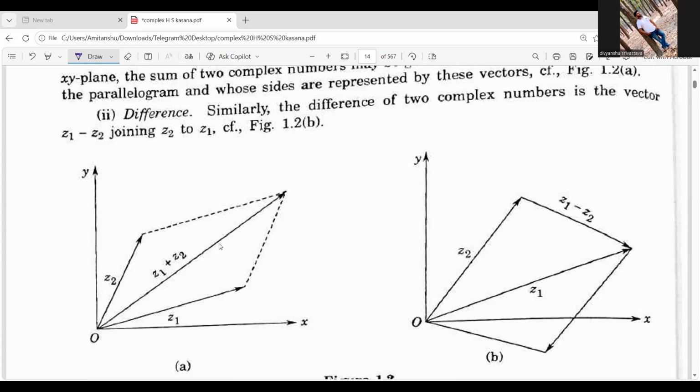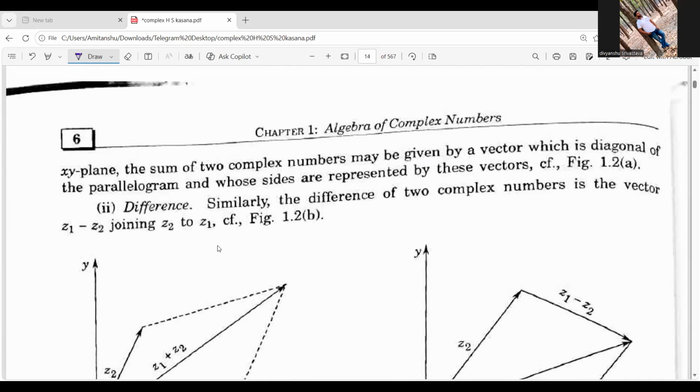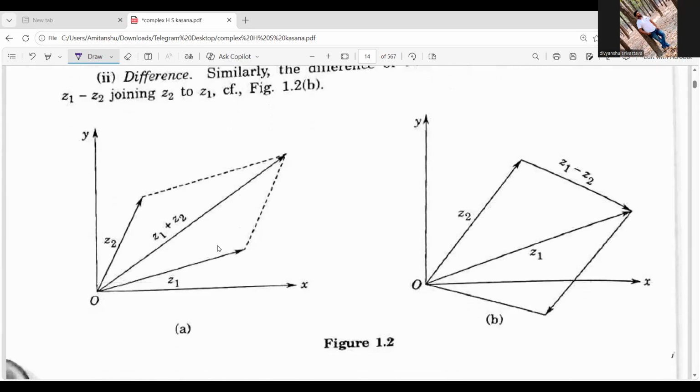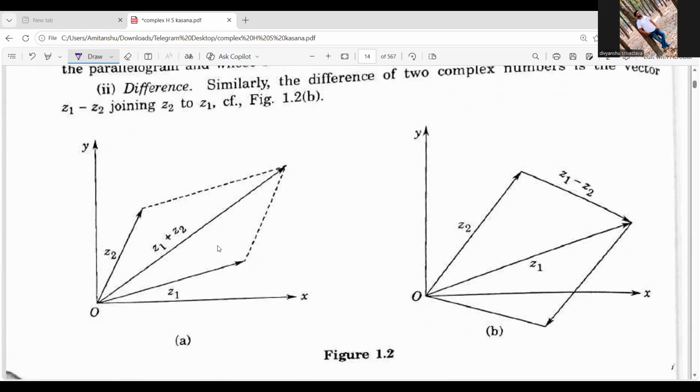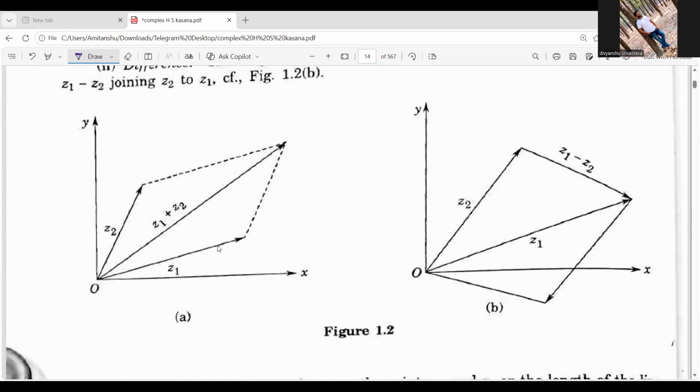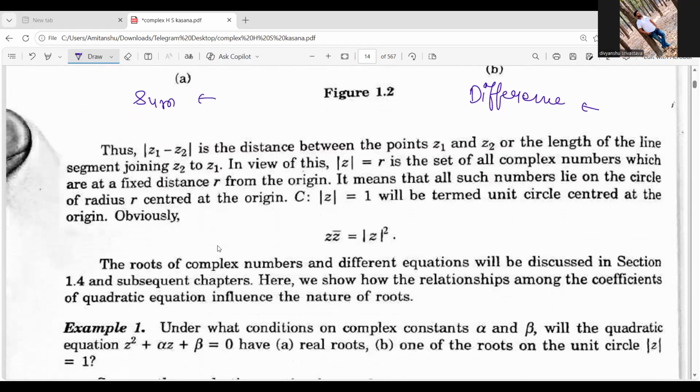Yeah. So these are the basic diagrams for sum and difference. Here, using Z1, Z2, these are for summation, the sum. And here is the diagram for difference. So of these two diagrams, one is for sum and the second is for difference. Okay, now go to the next section.